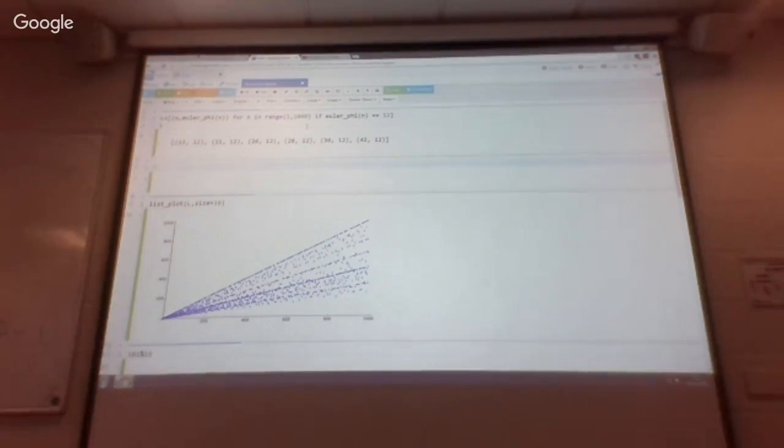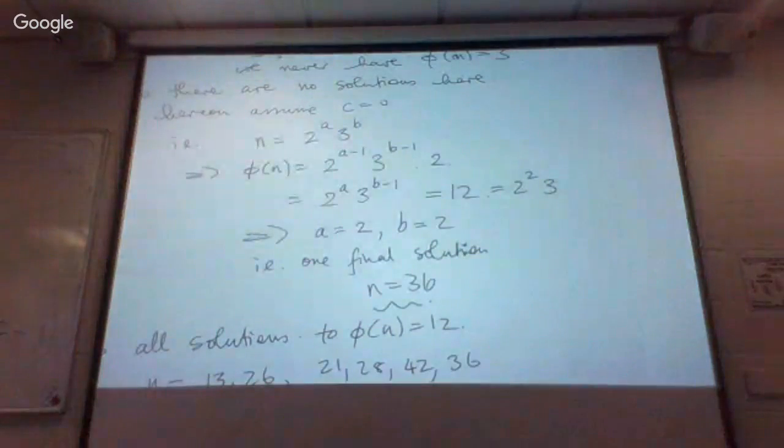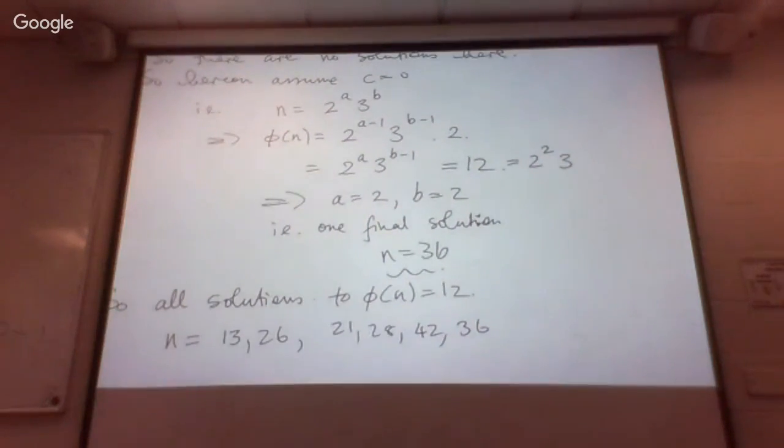Okay. And again, you're seeing at play the product formula and the multiplicative property of phi. So they're the very important key facts of phi.